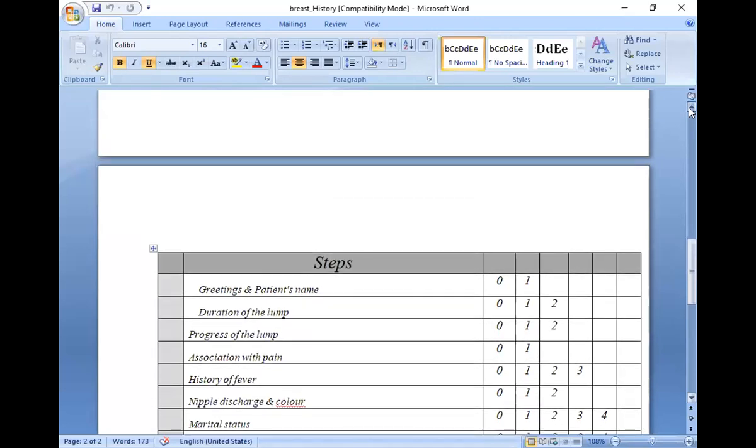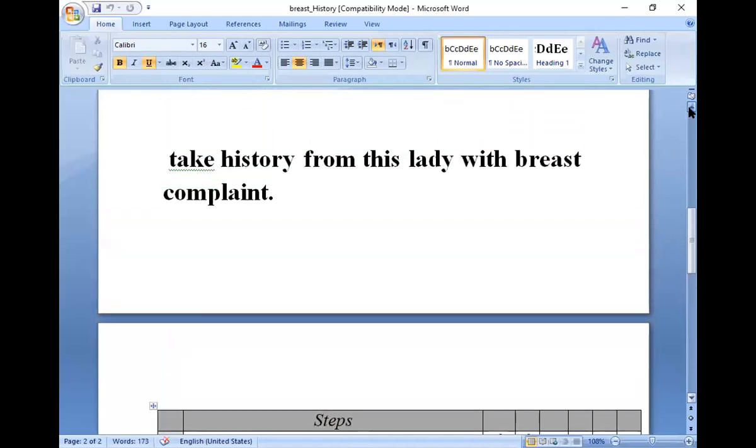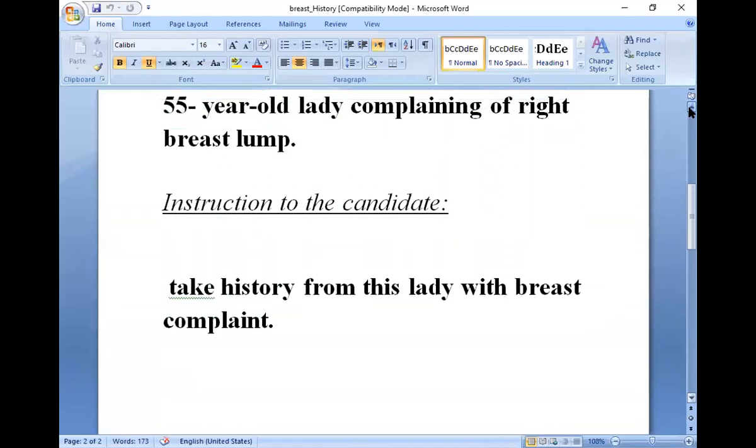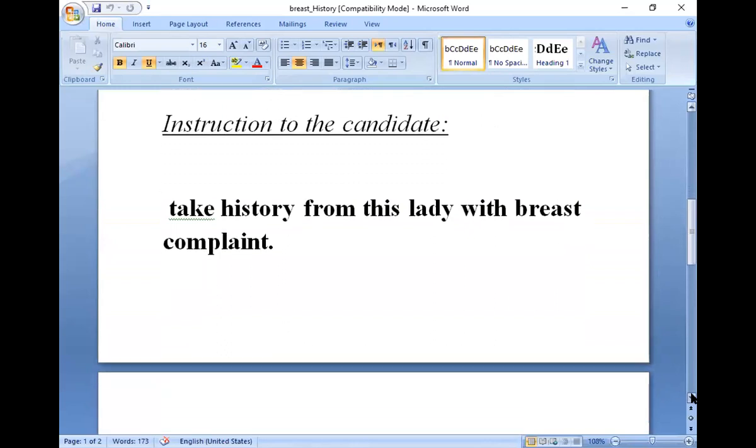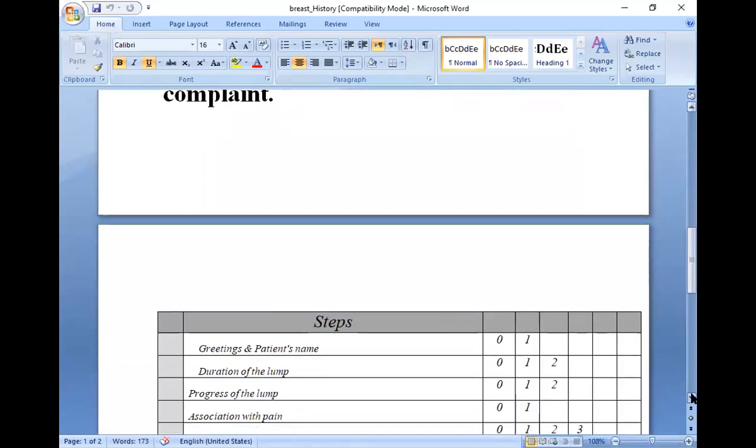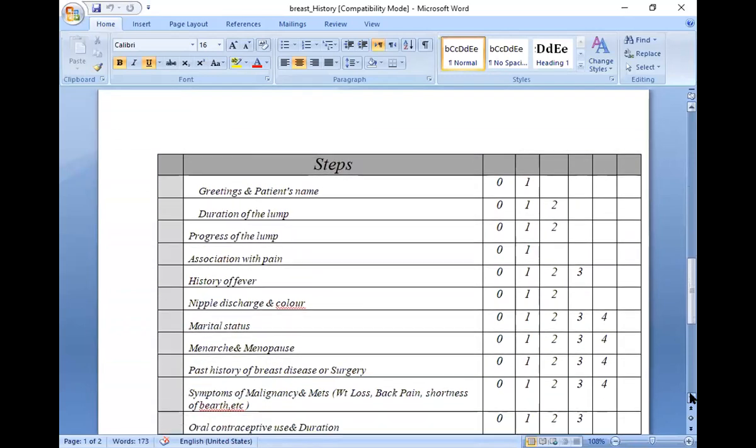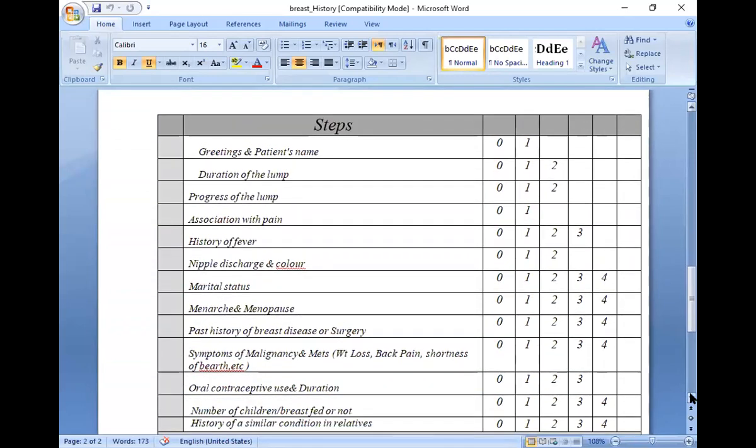We come back to what we said at first: this is from the bank, a breast lump. A 55-year-old lady complaining of a right breast lump. Take a history from this lady with a breast complaint. The instruction to the examiner is to listen and observe the candidate while he is taking the history. And this is the checklist, a scale. Greeting and patient name, 1 mark. Duration of the lump, if he asks about it, 2 marks. Progress of the lump, whether it progressed rapidly or is not increasing, differentiates malignancy from benign, so we give 2.